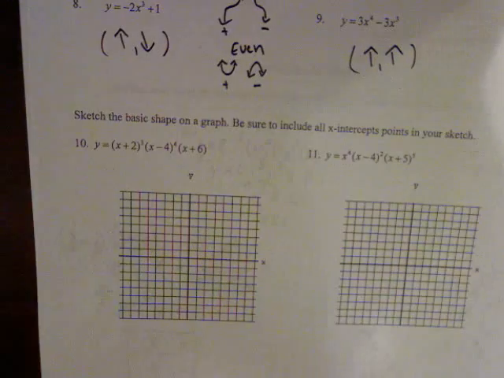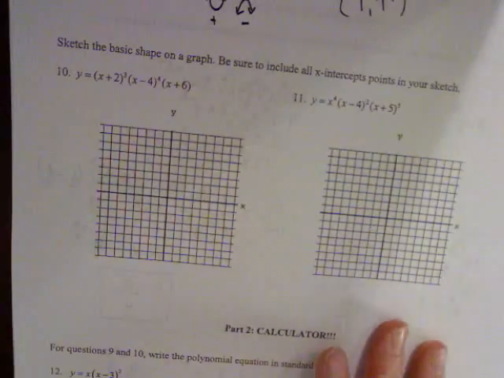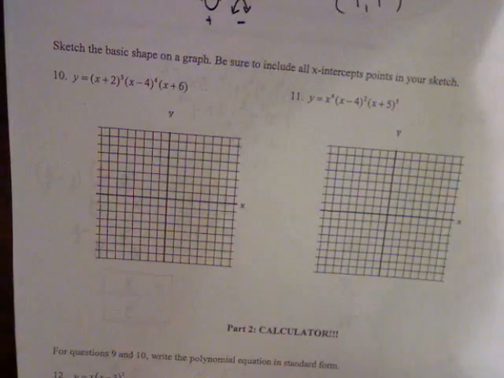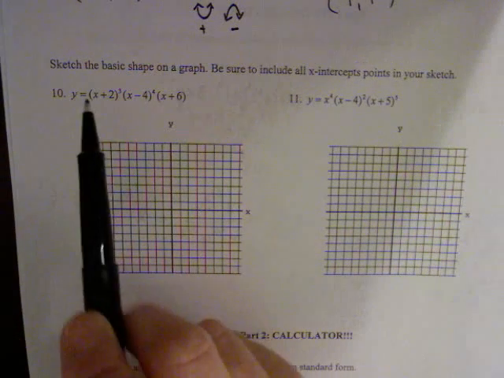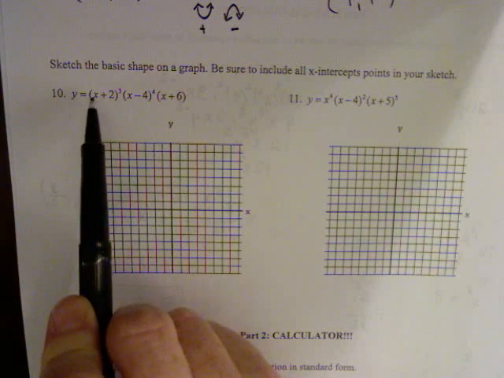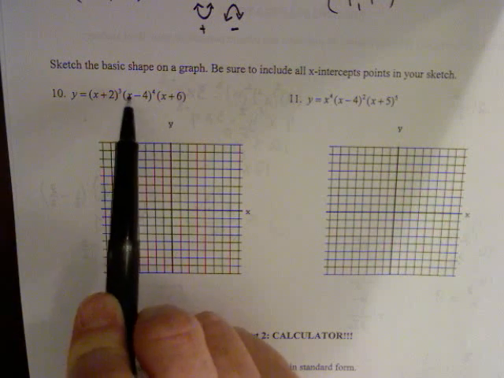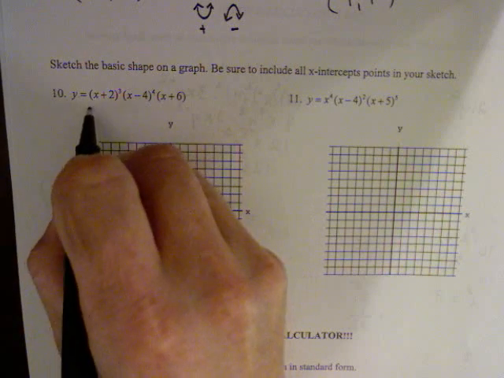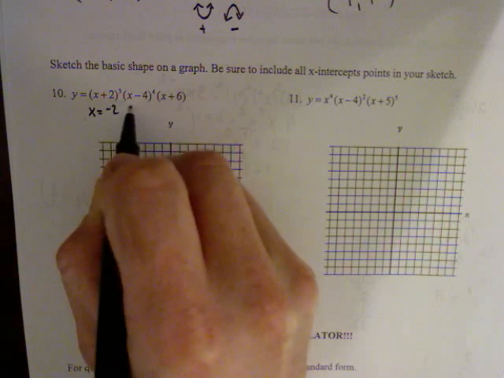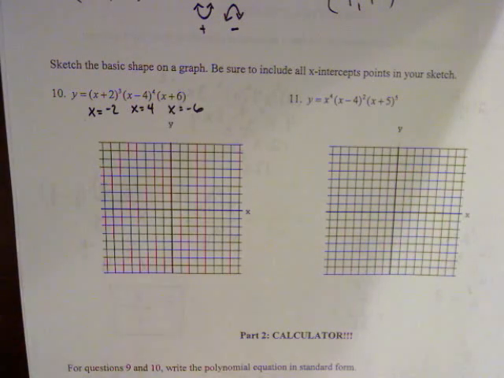In number 10, we have to sketch the basic shape on this graph. So to do that, we first need to find the zeros. The zeros are our solutions to this graph. What number makes this factor 0, what number makes this factor 0, and what number makes this factor 0. Here, x will equal -2, x will equal 4, and x will equal -6.